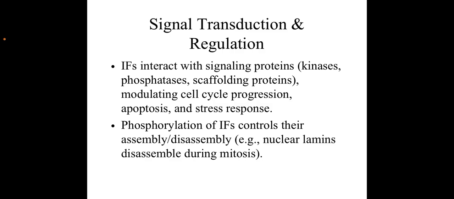They are also involved in phosphorylation of IFs, which controls their assembly and disassembly, such as the nuclear lamina being disassembled during mitosis. As you might be familiar with the prophase, in which the nuclear envelope disintegrates and the genetic material is exposed in the form of chromosomes. Earlier, before prophase, chromatin material is present in a decondensed, expanded state of the genetic material.